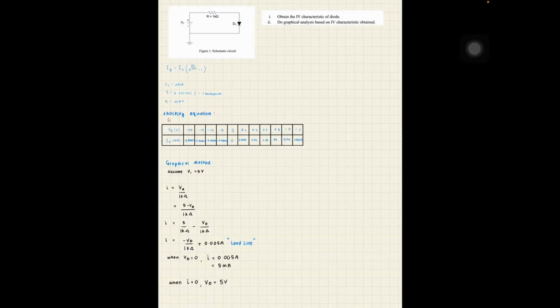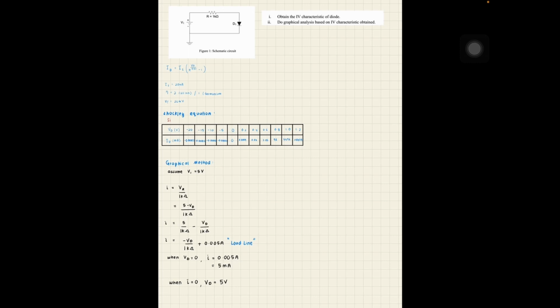How to obtain the IV characteristic of diode and do the graphical analysis based on IV characteristic figure 1. To obtain the IV characteristic of diode of figure 1, we make a value table of VD and ID. First, we use standard VD value for the table and shortcut equation to find ID. We use IS equal to 20 nanoampere, eta equal to 2 for silicon and Vt equal to 26 mV.